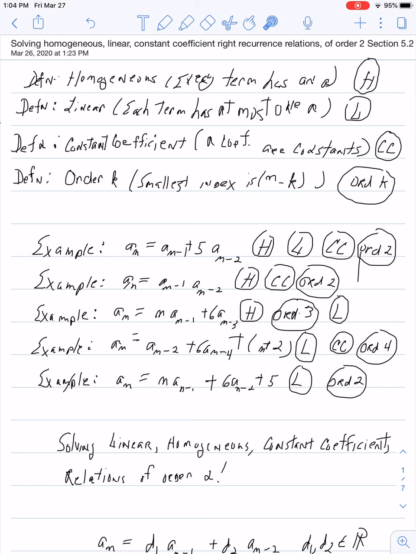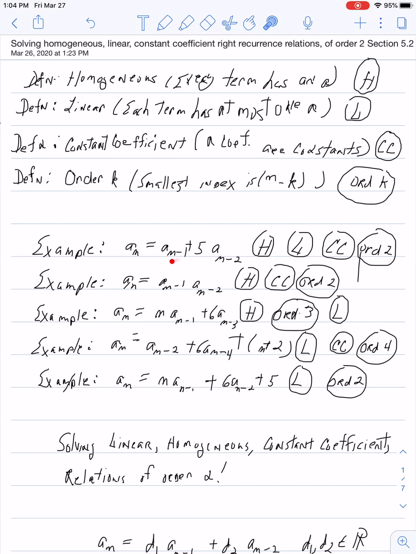All right, now let's look at a few examples. My first recurrence relation looks like this. a sub n is a sub n minus 1 plus 5 times a sub n minus 2. I look at that. Every term has an A in it. Here's my first term. Here's my second term. Therefore, it's homogeneous. Every term has at most one A in it. This only has a sub n minus 1. This only has a sub n minus 2. Therefore, it's linear.